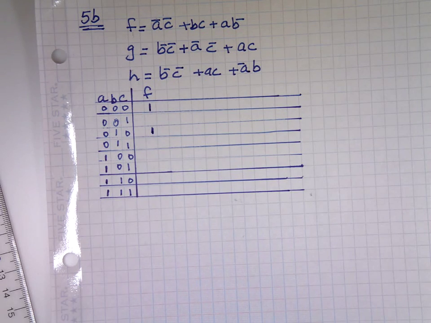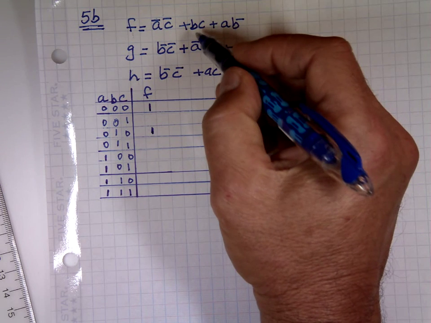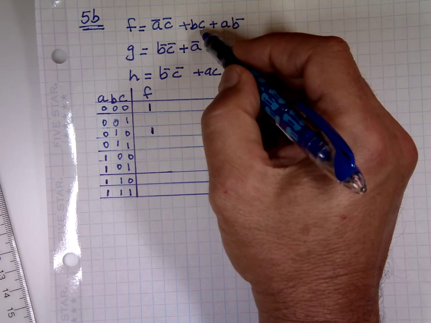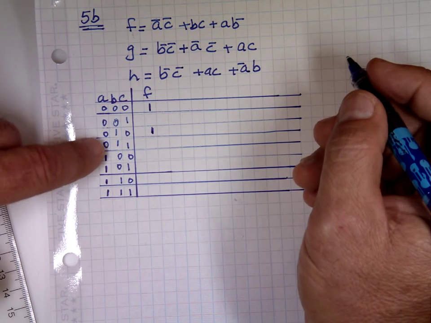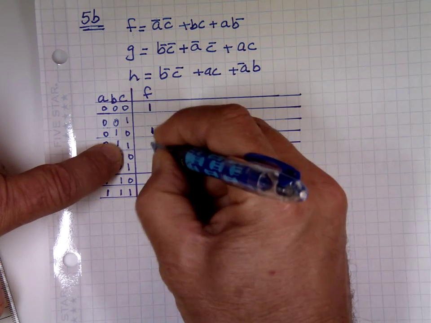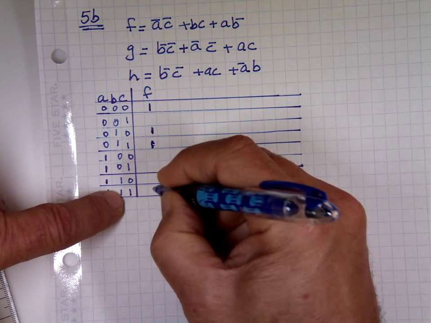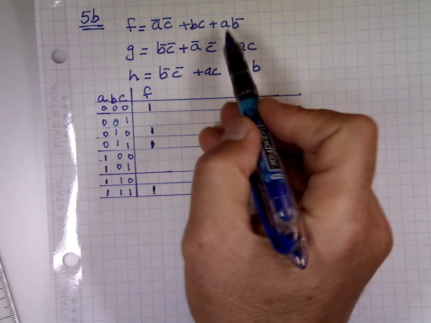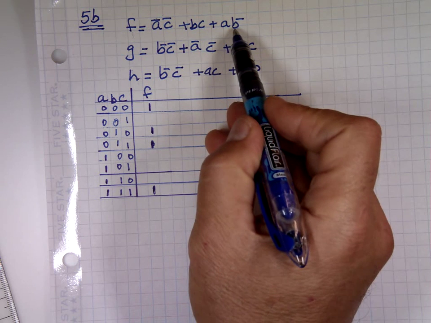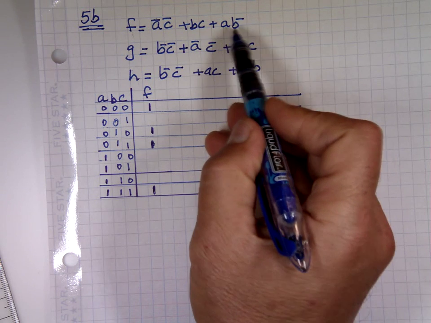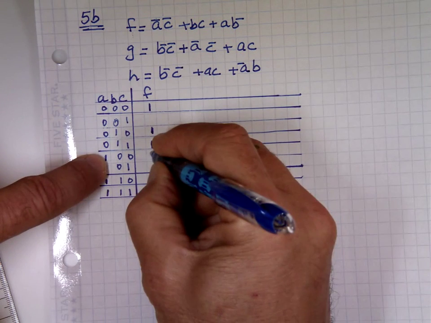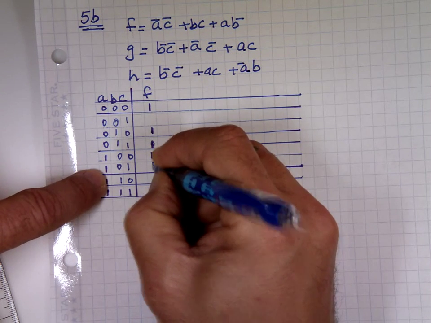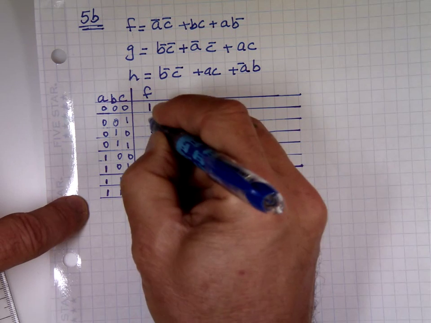Or add to that. When B is 1 and C is 1. Let's find out where B is 1 and C is 1. That looks like right here and right here. Or add to it one more. When A is 1 and B is 0. This is A is 1, B is 0. The rest of them will be zeros. That's what F is.